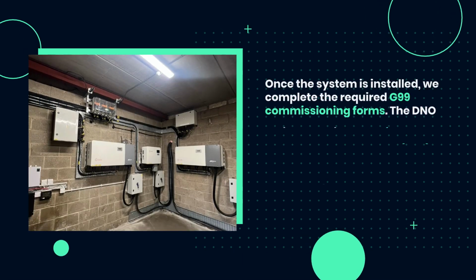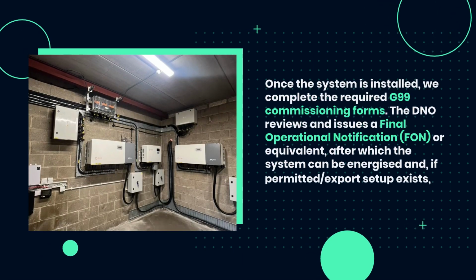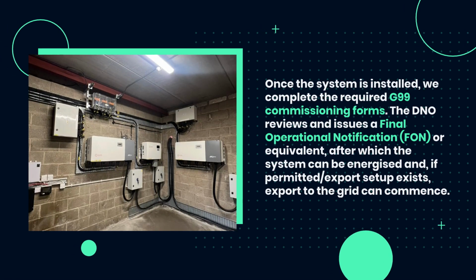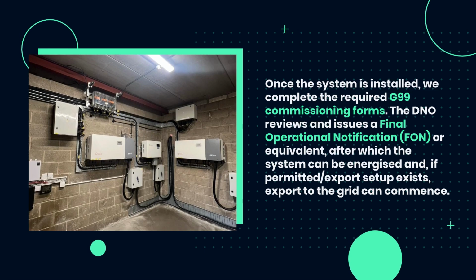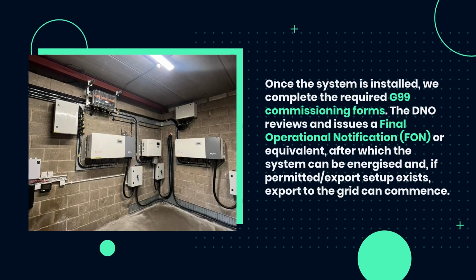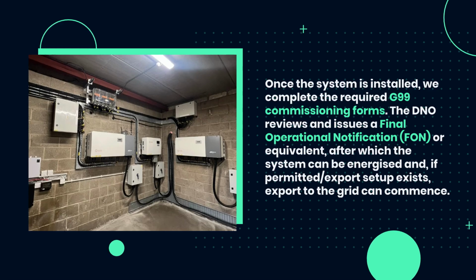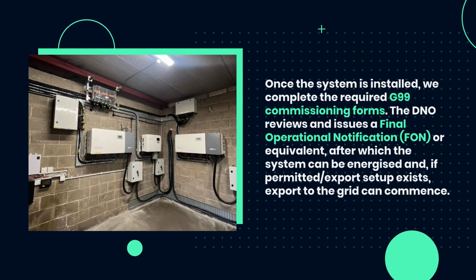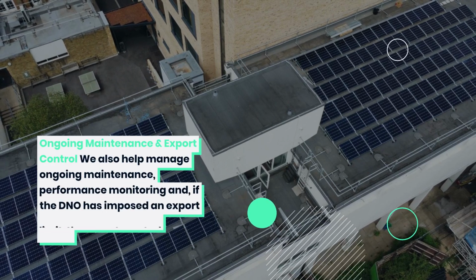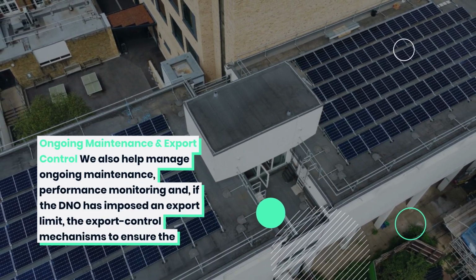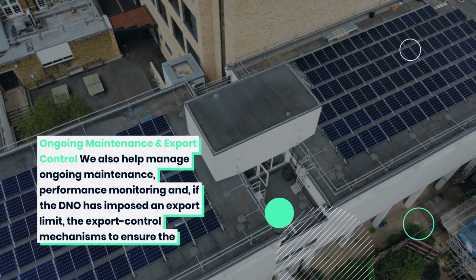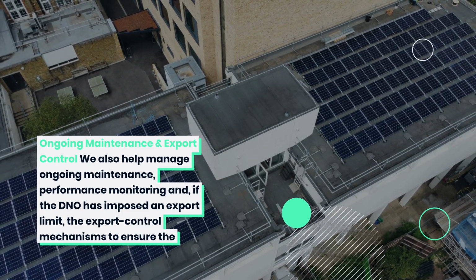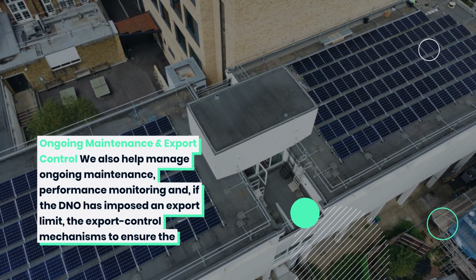Once the system is installed, we complete the required G99 commissioning forms. The DNO reviews and issues a final operational notification, FON, or equivalent, after which the system can be energized, and if permitted export setup exists, export to the grid can commence. Ongoing maintenance and export control. We also help manage ongoing maintenance, performance monitoring, and if the DNO has imposed an export limit, the export control mechanisms to ensure the system stays compliant.